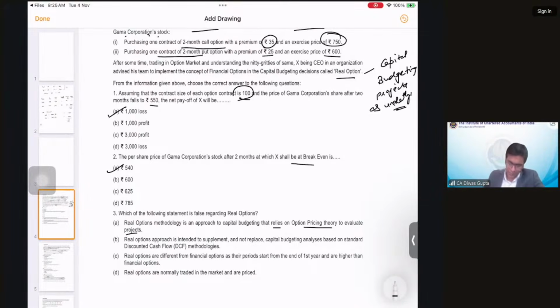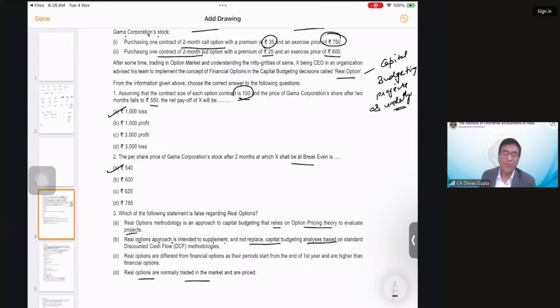Okay, this is the first part. Please remember, we have to identify the false items from this. Real options approach is intended to supplement and not replace capital budgeting analysis based on the standard discounted cash flow methodologies. Real options are different from financial options as their period starts from the end of the first year and are higher than the financial options. And last, real options are normally traded in the market and are priced.